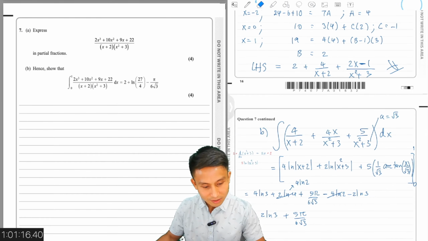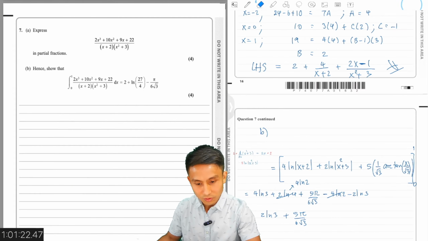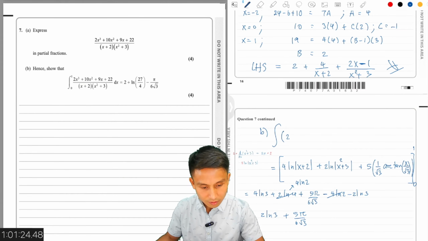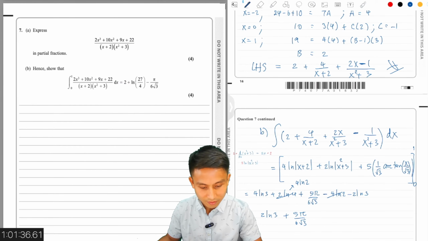And then we need to integrate this whole thing, so I'm just going to do this again. So it's basically integrating 2 plus 4 over x plus 2. Now we split this into, this is easier reverse chain rule. And then minus 1 over x squared plus 3. Everything is simpler now.